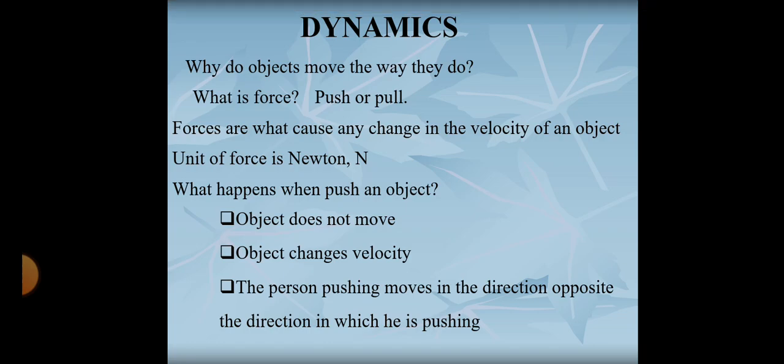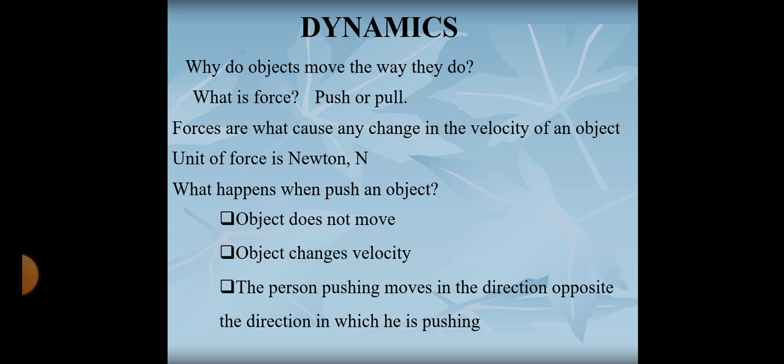So, dynamics. Why do objects move the way they do? They move the way they are moving because of force. What is force? Force is whereby you pull, you push, or you twist something. That is the ideal way to describe force. Forces are what cause any change in the velocity of an object. The unit of force is the Newton, and I want you to go and find the dimensions of force.